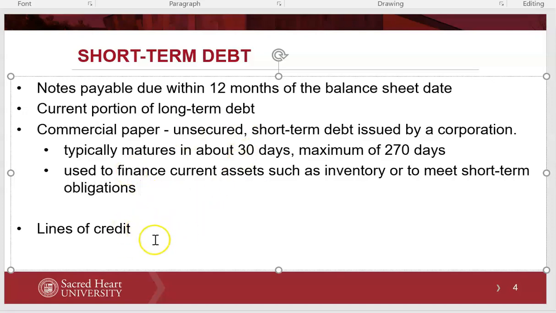Another example of short-term debt are lines of credit that the company can take advantage of if it needs to, and if it doesn't, that line of credit is there. So if the company is not actually borrowing anything, it's not showing up as a liability.